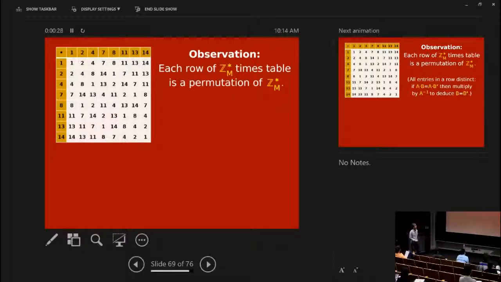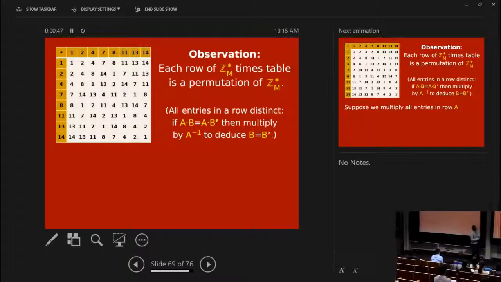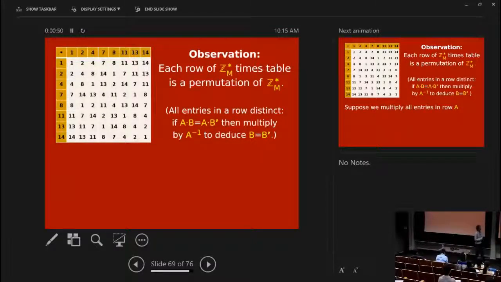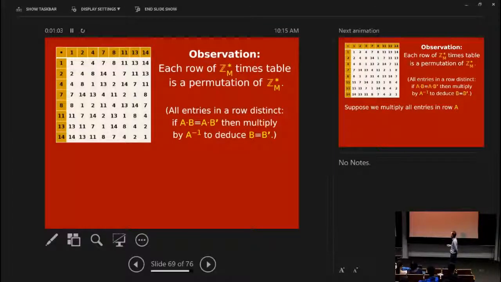So why is that? You probably saw as I was looking through the slides. Why do you get all the numbers exactly once here? To say that it's a permutation is just to say that no number appears more than once. In other words, all the entries have to be distinct. Let's say you're looking at the A row, doing A times all these numbers up here. If you ever had A times B equals A times B prime, well, by definition, A has an inverse, A inverse. You could multiply this equation by A inverse and get that B equals B prime. So that's like saying any two columns in a specific row have to have distinct answers.